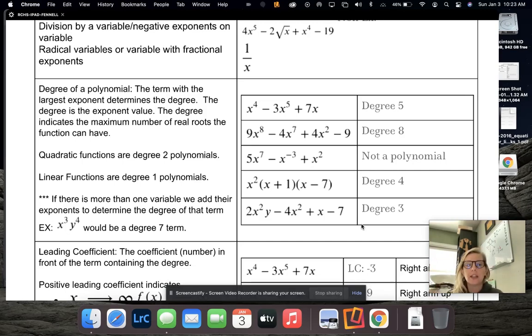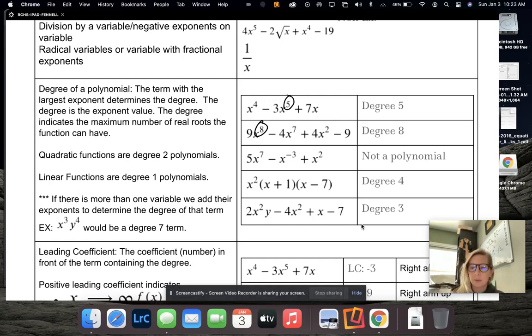terms. So if we look at this example over here, the first example, I noticed the largest exponent value there is a 5. So this is a degree 5 polynomial. This is not written in standard form. Typically, if it's written in standard form, we go in what we call descending order, the greatest exponent value all the way down to the least exponent value. So in this case, this is not written in standard form, so be careful of that. You're looking for the highest exponent value. Now, this next one is in descending order, and the highest exponent value is 8. So that's a degree 8 polynomial.